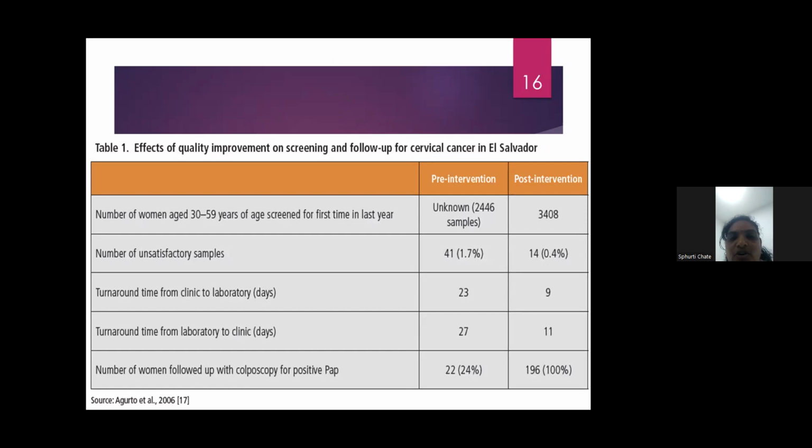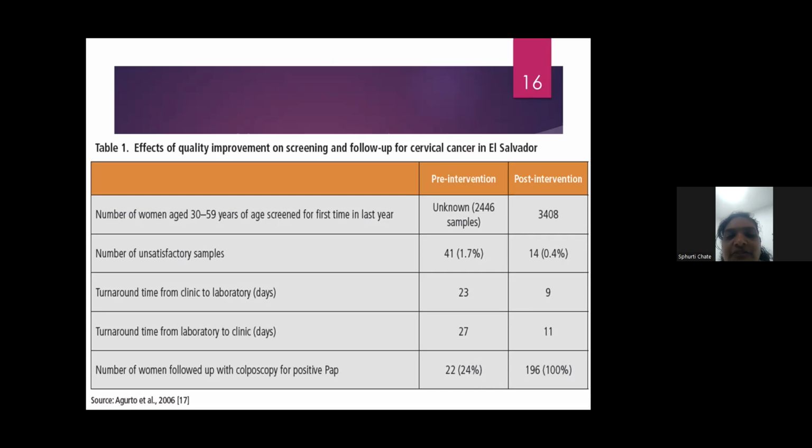This is from a hospital screening. This is a cancer-related program, where a number of screenings and follow-ups were done. But before giving any intervention, if you can see the first column, the number of women according to their age, the samples collected, the lab results, etc., are given.